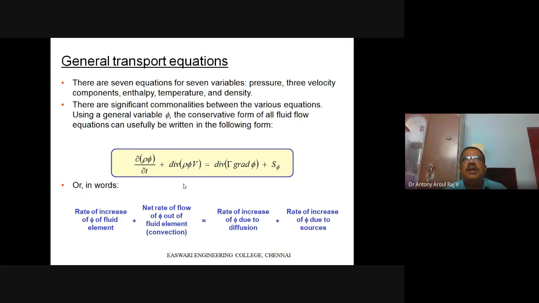So far, we have seen only the energy transport equation. In detail, we have seen the energy transport equation. Now we have to discuss the total transport equations, all the equations. Why do you have to know? If you don't know about the equations, it is very difficult for you to understand CFD. So let us spend some time on the equations.